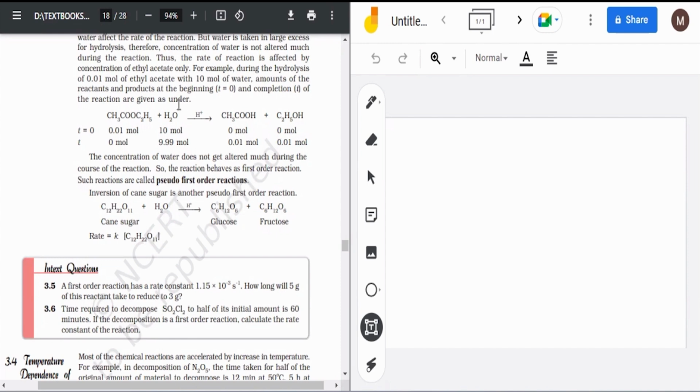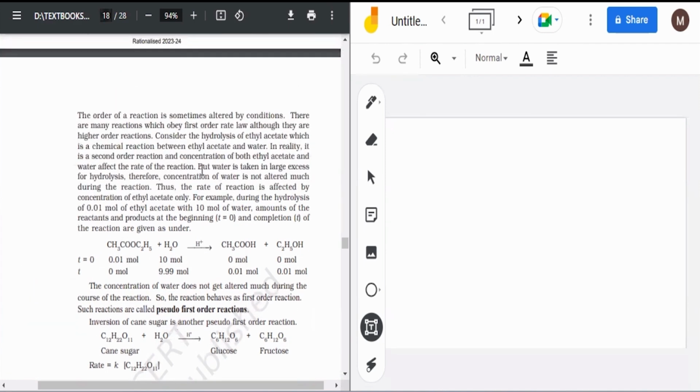जैसे कि इसमें एग्जांपल दिया हुआ है जिसमें ये जो इथाइल एसीटेट है ये H2O के साथ रिएक्ट करके इथेनॉल और CH3COOH मतलब एसिटिक एसिड बना रहा है. तो इसमें क्या दिया हुआ है, the concentration of water does not get altered much during the course of reaction, such that the reaction behaves as first order reaction. These type of reactions are known as pseudo first order reaction.